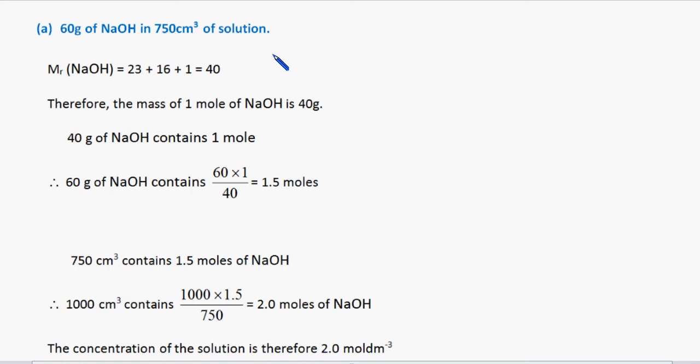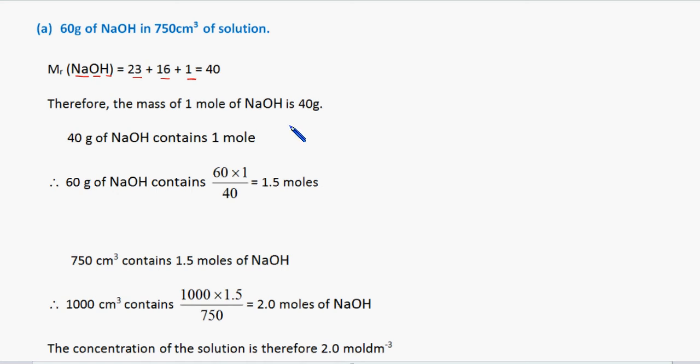First thing we need to do is calculate the relative formula mass of sodium hydroxide. We get the mass numbers from the periodic table. Sodium is 23, and we have one sodium atom, so we have 23. We have one oxygen atom, that is 16. We have one hydrogen atom, that is 1. We add this up and we get 40. What does that tell you? That tells you that the mass of 1 mole of sodium hydroxide is 40 grams.